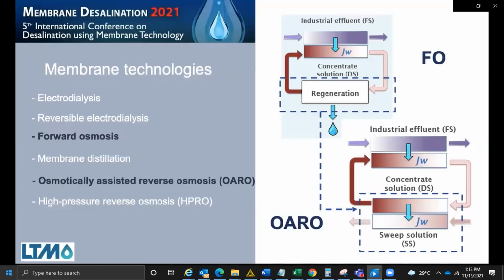On the other hand, OARO is a variant of traditional reverse osmosis which allows water to be recovered from high salinity solution. The feed solution is introduced into the high pressure chamber of a reverse osmosis module. On the opposite side, a stream flows counter current with a salinity lower than the feed solution, called the sweep solution. A difference in hydraulic pressure is established between the feed solution and sweep solution, which, when greater than the difference in osmotic pressure between the two faces of the active membrane layer, causes a flow of water. As can be seen, OARO could be an alternative to regenerate the diluted solution in forward osmosis.